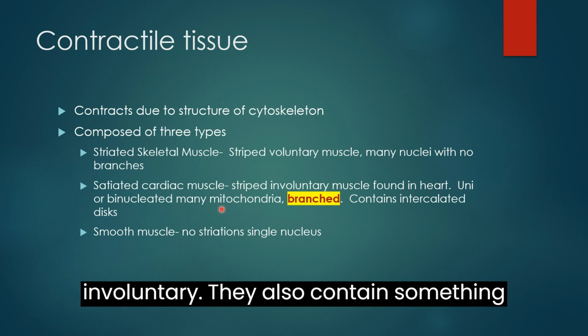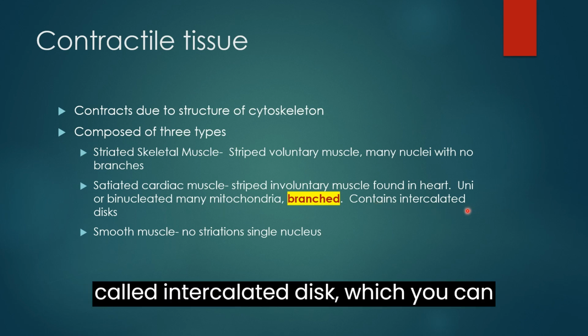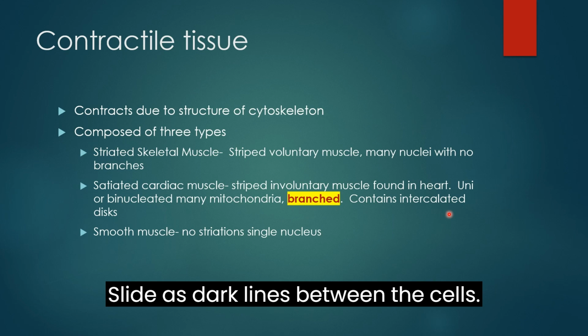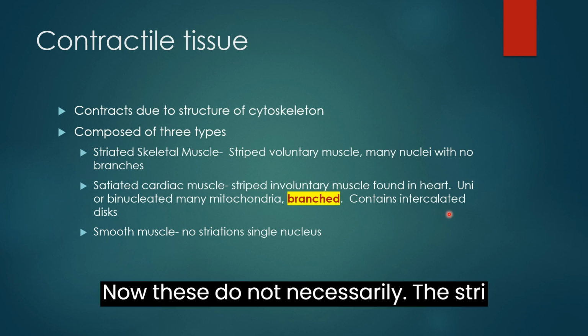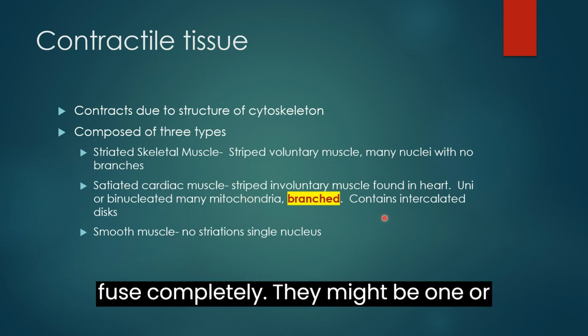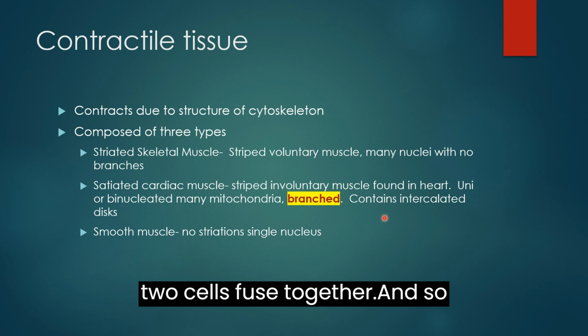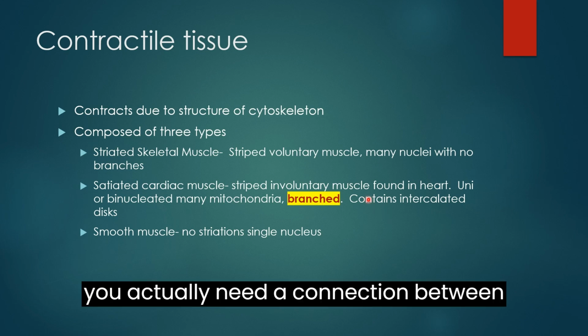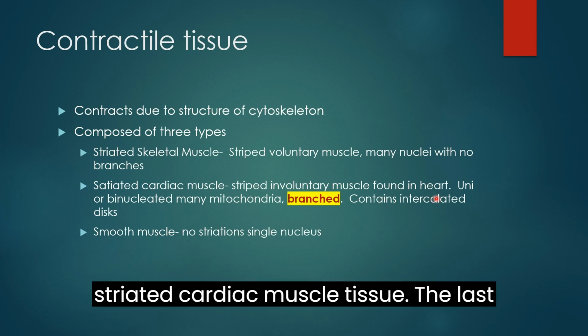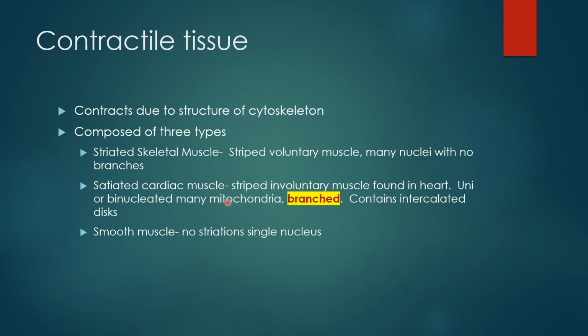Again, these are involuntary. They also contain something called intercalated discs, which you can see on the slide as dark lines between the cells. Now, the striated cardiac muscles don't always fuse completely. They might be 1 or 2 cells fused together. And so you actually need a connection between the myocardiocytes, the striated cardiac muscle tissue.